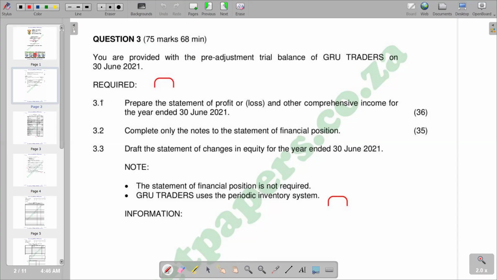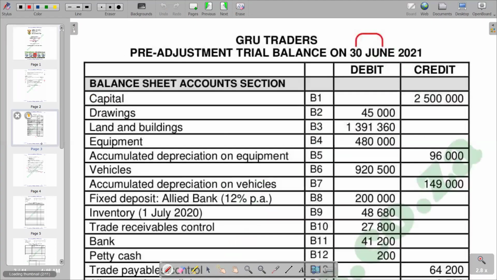On the required parts, we are only going to look at part 3.1, which is the preparation of the statement of profit or loss and other comprehensive income for the year ended 30 June 2021. Our question has 36 marks. Going through the information given in the question, you are given a pre-adjustment trial balance on 30 June 2021, so look at where it starts and where it ends.